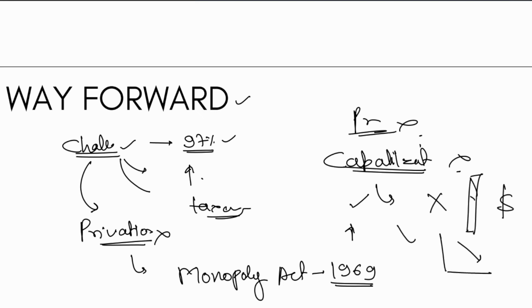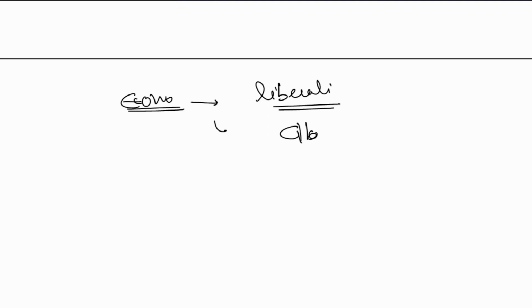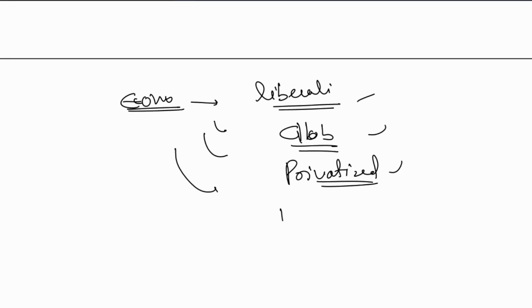So what happened was that our economy changed towards a liberalized, globalized, and privatized economy. There was a change in our economy, and a new industrial policy was unveiled in 1991. Okay, so what did it say?